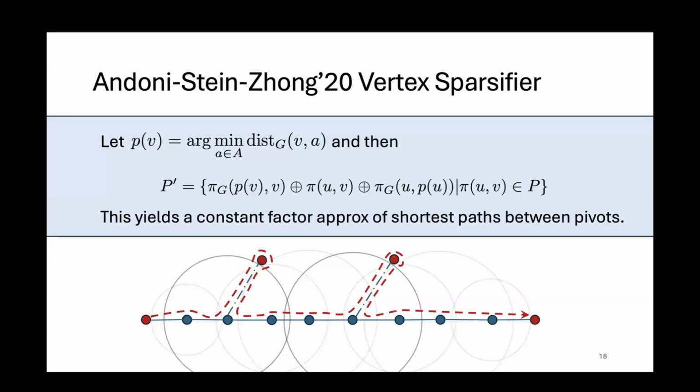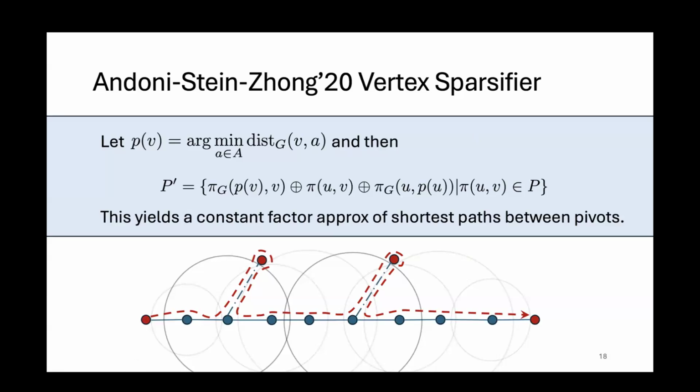Why does this yield good distance approximation between pivots or between the terminals? Well, consider the shortest path between any pair of terminals in the real graph from here to here.